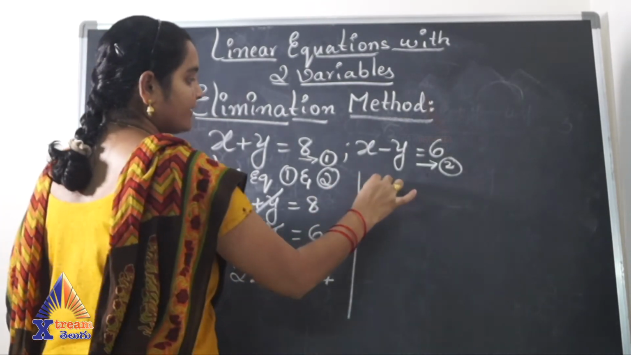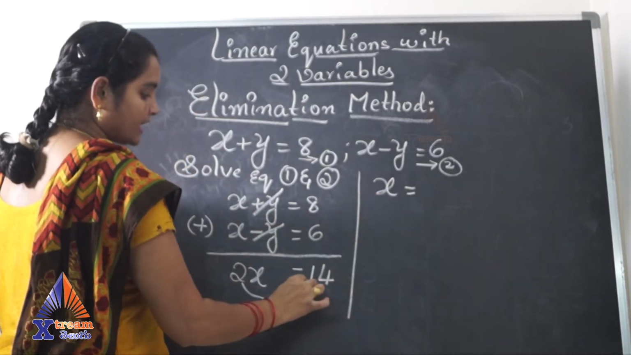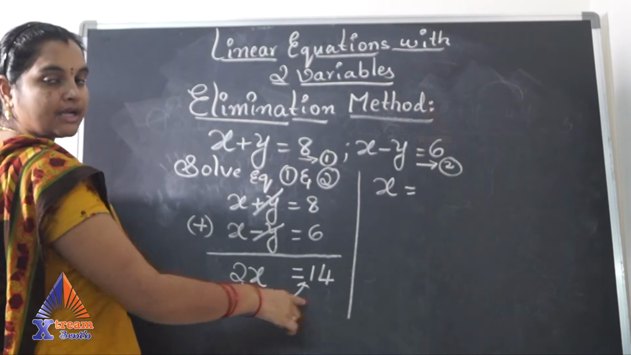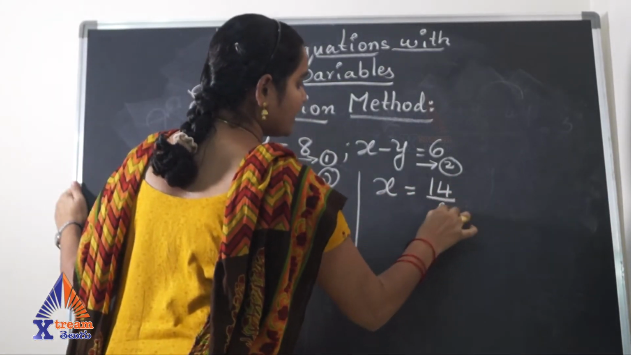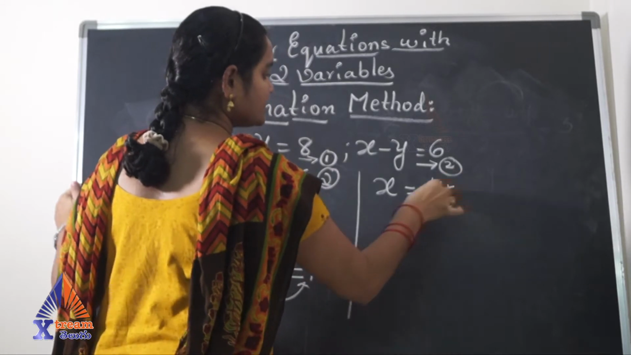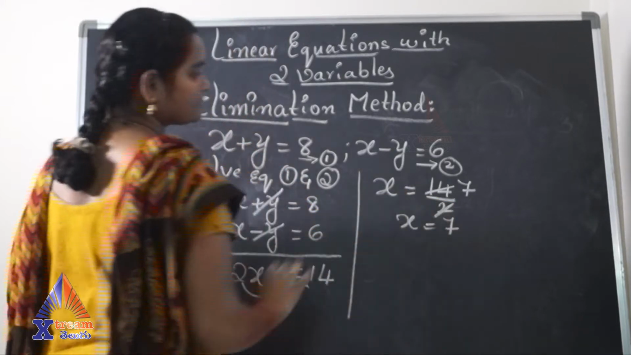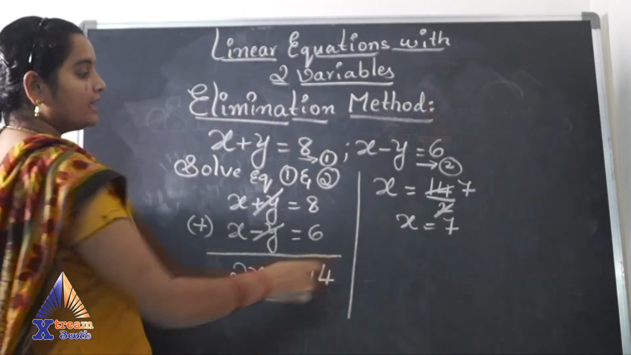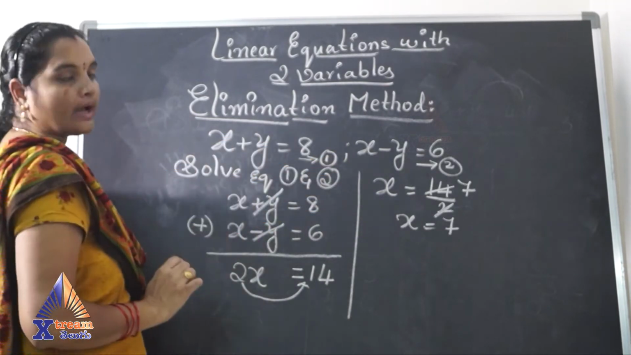We need to find the value of x. So from here we'll send this 2 to the other side, which becomes division. So x is nothing but 14 by 2, which is 2 ones are 2, 2 sevens are 14. So the value of x is 7. Now by using this x is equal to 7, we have to find the value of y.